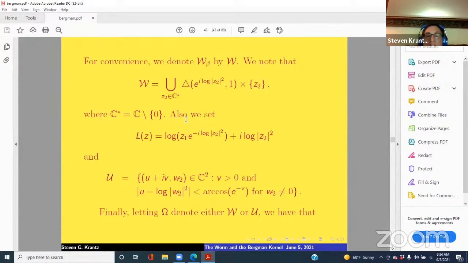We're going to define L(z) to be log(z_1 e^{-i log|z_2|^2}) plus i log|z_2|^2, and U to be the set of all u + iv, w_2 in complex 2-space with v bigger than 0 and |u - log|w_2|^2| less than arccos(e^{-v}) for w_2 not equal to 0. And finally, we will let Ω denote either W, the worm, or U, which I just wrote down for you.